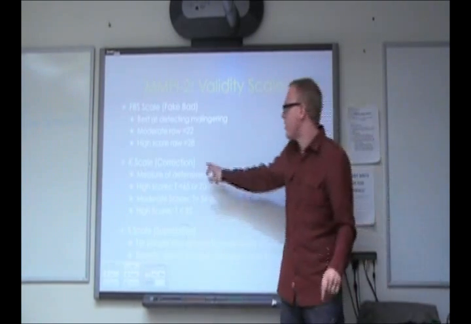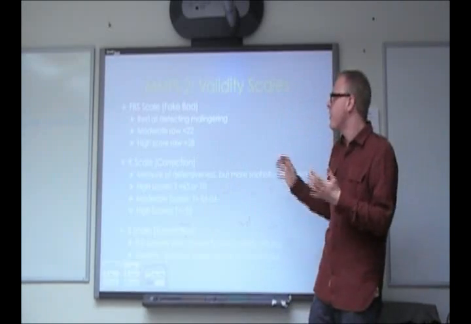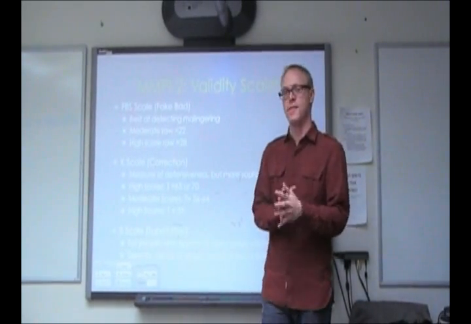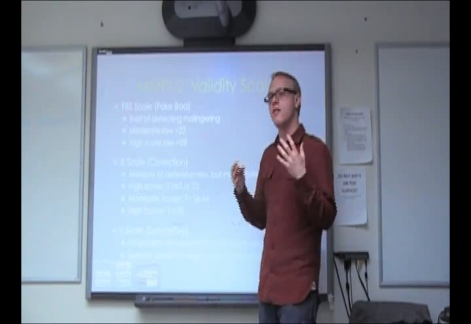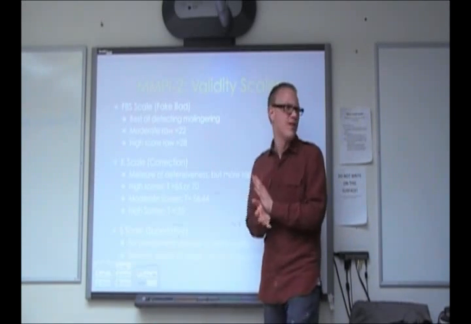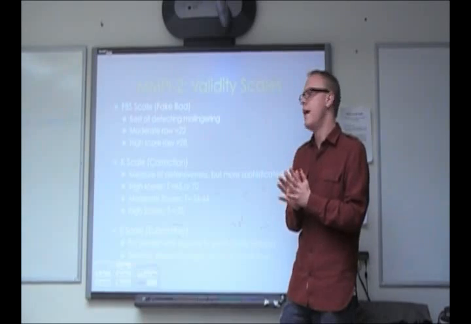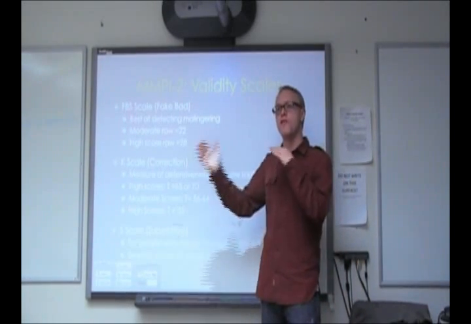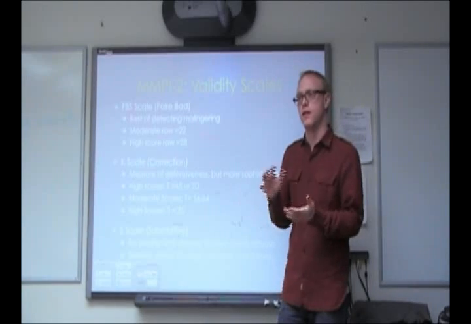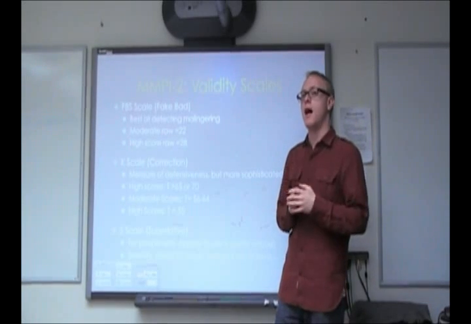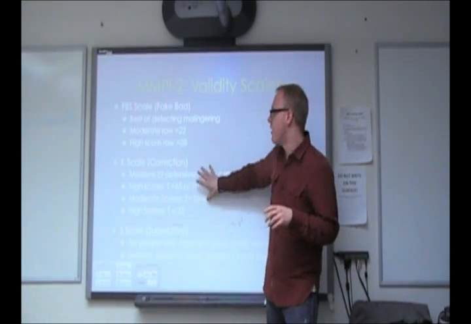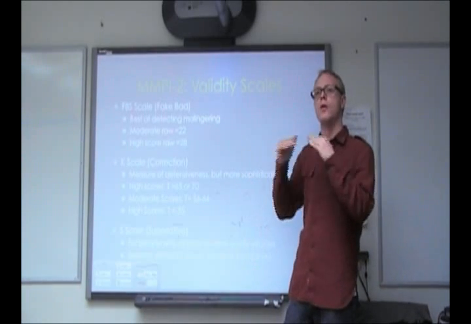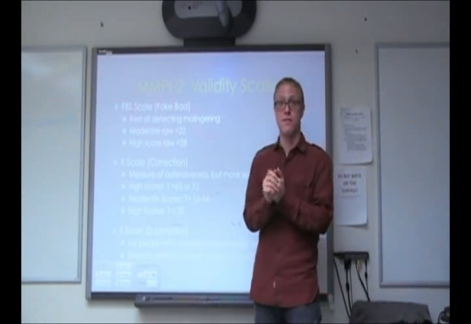The K scale is called the correction scale. It's called the correction scale because it provides a factor to correct the clinical scales with. So there are several clinical scales, so I don't think it matters exactly which ones, because it measures defensiveness, you can sort of factor that in to the scales. So you'll be adding a percentage of the raw K-score in order to sort of adjust for defensiveness.